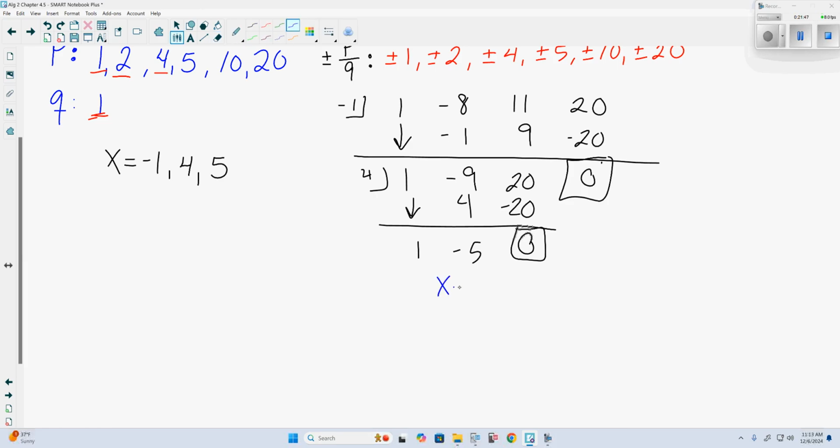Because at this point here, it's saying that x minus 5 is equal to 0. We add 5, telling us x is equal to 5. Questions on this here? Do we kind of see how this works? Yes? Okay.